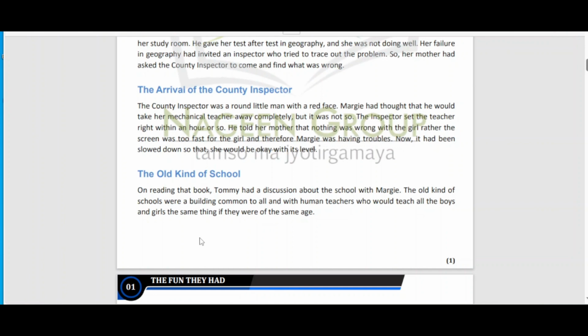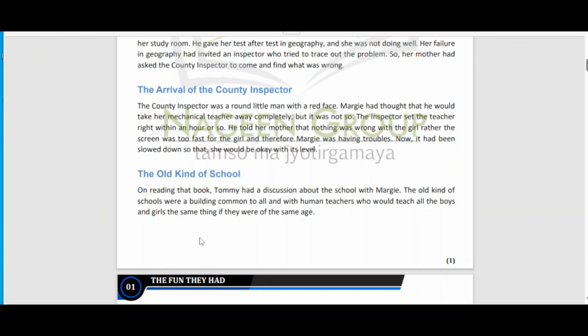The county inspector was a round little man with a red face, completely red, a tomato face, we can say. Margie had thought that he would take her mechanical teacher away completely. Like if any mechanic comes to our house, and we call that mechanic to repair a particular thing and trace out the problem, usually they take that part away completely, but it was not so.